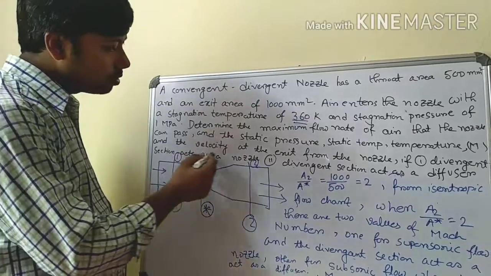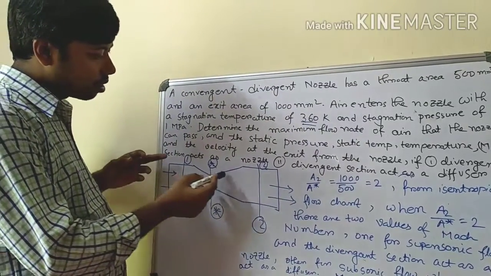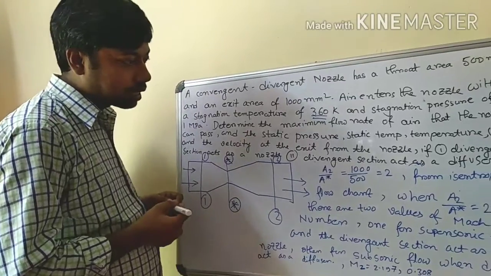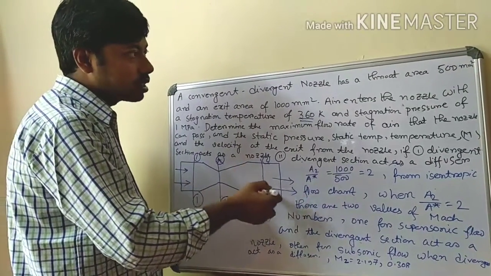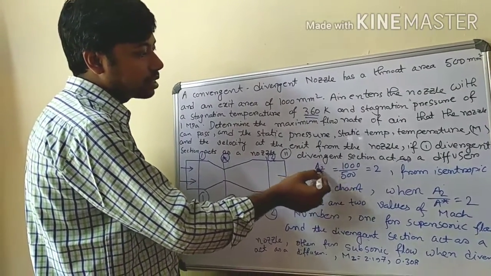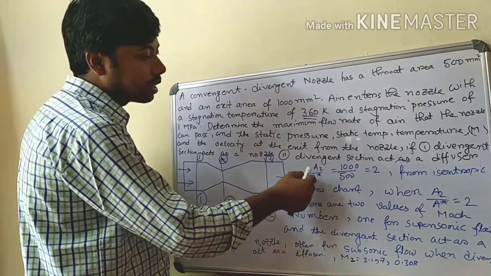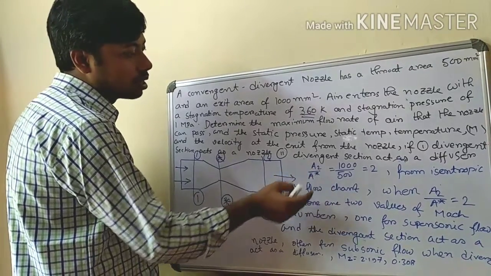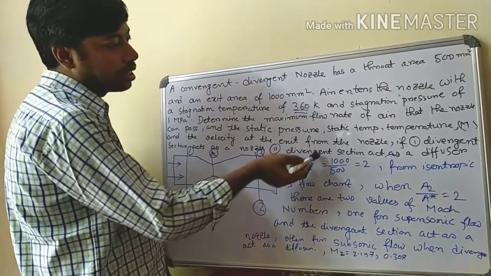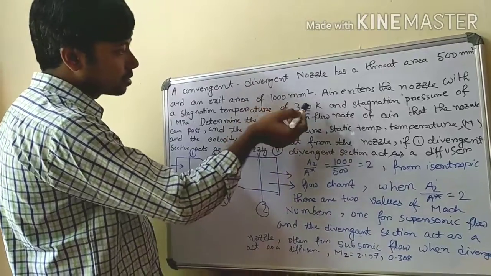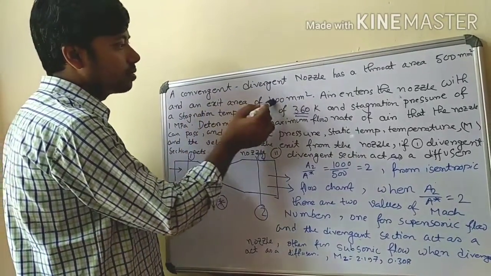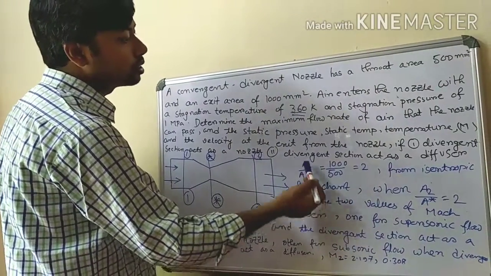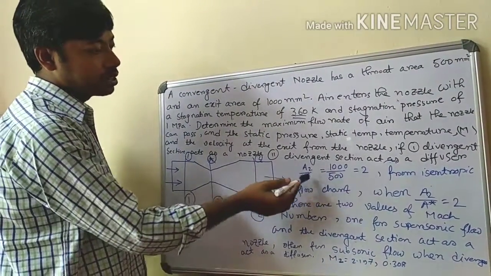In this numerical, what is given is that this is a convergent-divergent duct, a nozzle and divergent duct. In this section, the exit area is given as A2, and the throat area is A star. The ratio of exit area to throat area is 1000 divided by 500, as given in your numerical. So exit area is 1000 millimeter square and throat area is 500 millimeter square. Corresponding to this, the ratio will be 2. So A2 by A star will be 2.